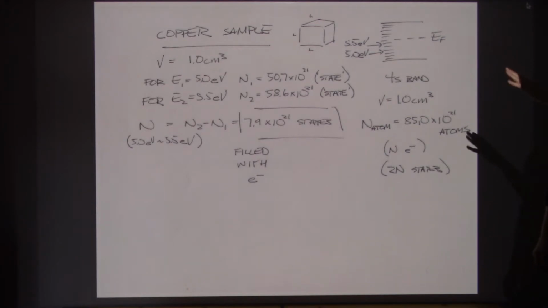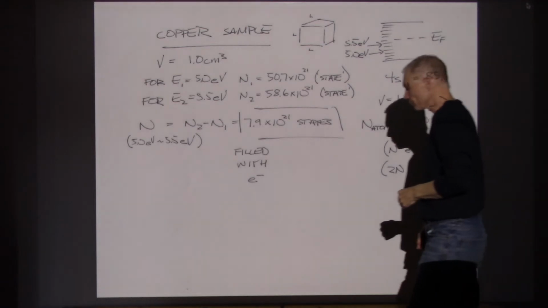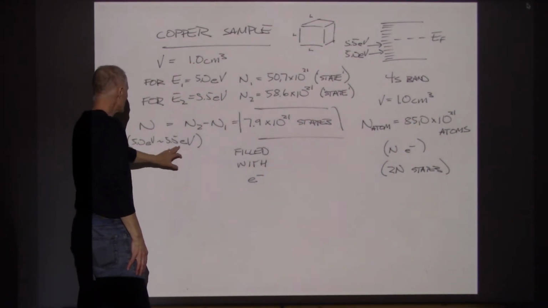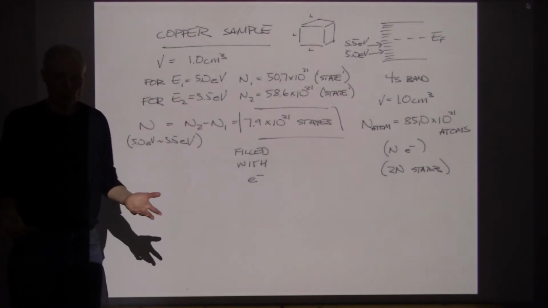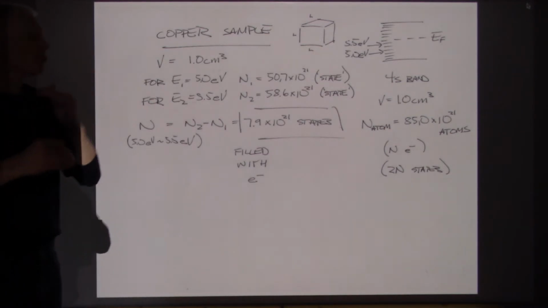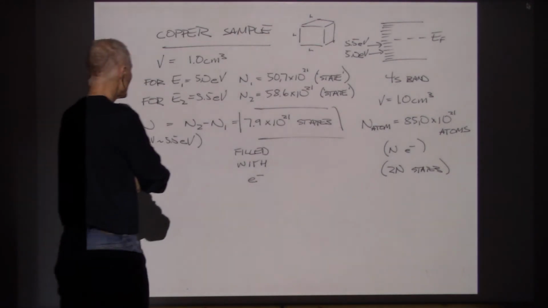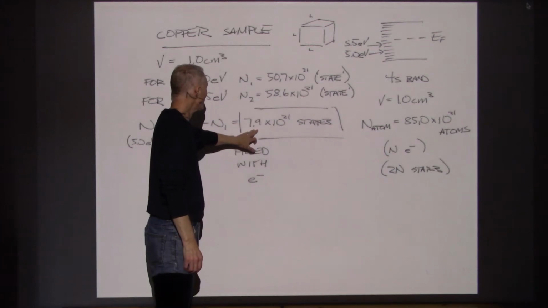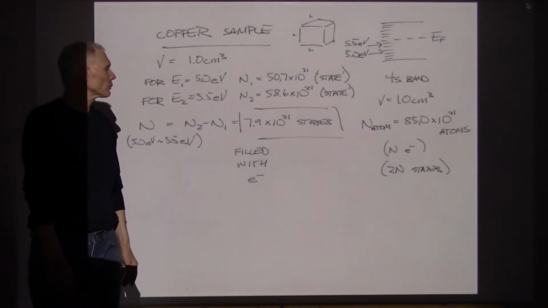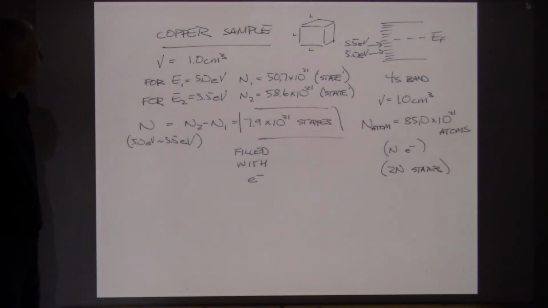Once I get up around 7 eV, I'm not sure if those states are filled. So subtracting these numbers will tell me how many states, and how many electrons in that block of copper within the 4s band, will have energies between 5 and 5.5 eV. These are going to be filled with electrons. Taking the difference, it's 7.9 times 10 to the 20. I did everything in terms of 10 to the 21, and I did the subtraction so you could see what this is saying.